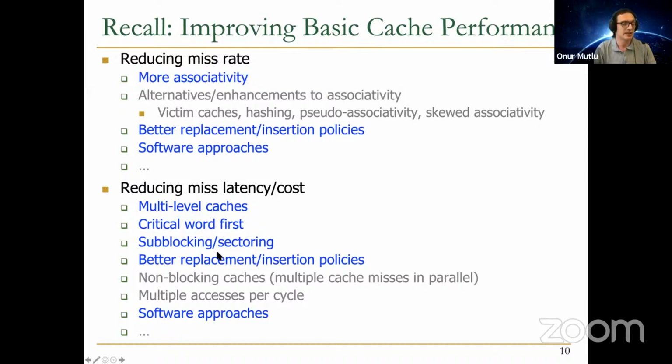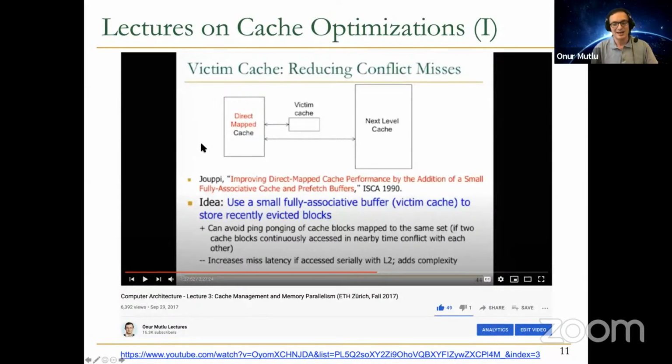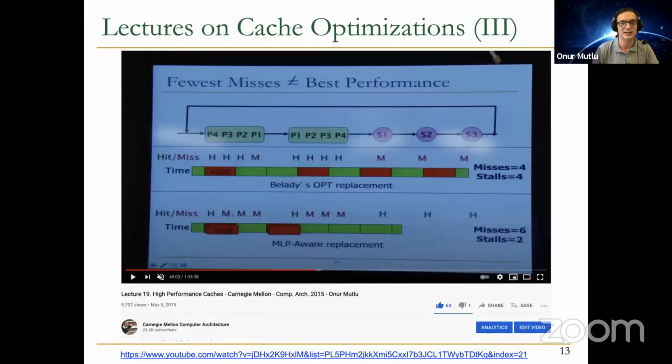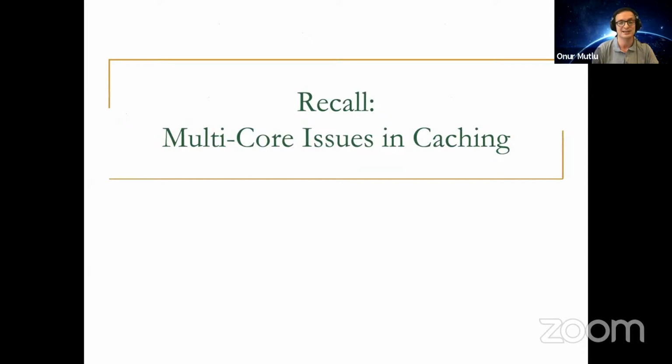Some of these are effective for reducing miss rate. Some of these are effective for reducing miss latency and cost. And prefetching actually is effective at both, as we will see. Okay, as I mentioned last time also, there's a lot more cache optimizations. This is a very rich area that people are working on, and it's increasingly going to be important, as we've discussed multiple times. So if you're interested, you can certainly watch the videos from past lectures.